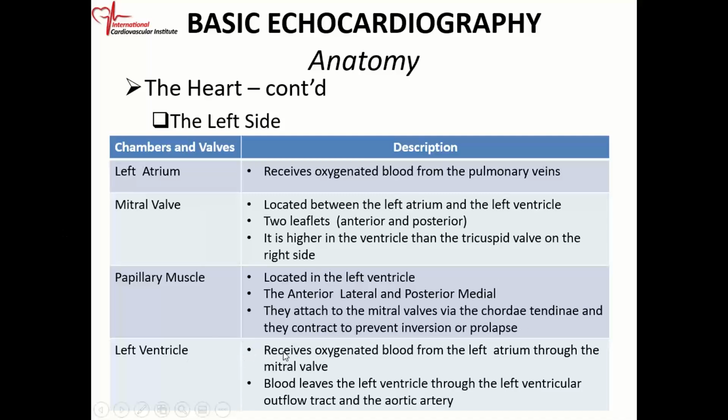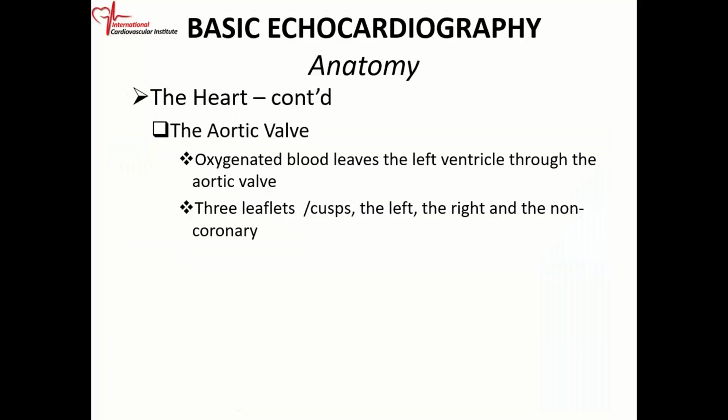The left ventricle is going to receive oxygenated blood from the left atrium through the mitral valve. The blood is going to travel now from the left ventricle through the left ventricular outflow tract and across the aortic valve into the aorta.